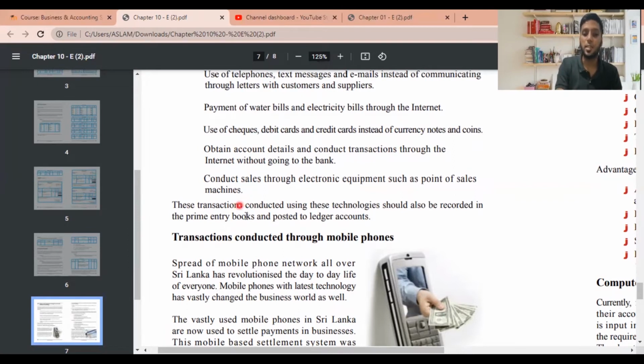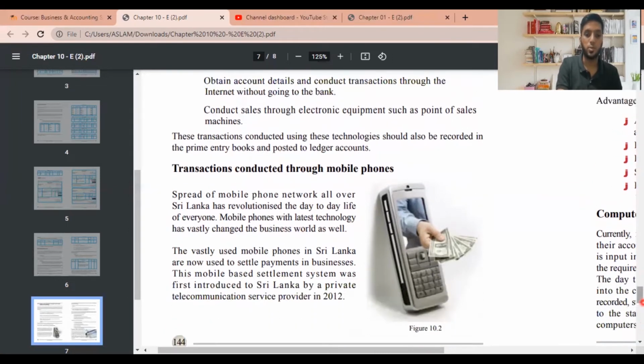Whenever a customer keeps their card, the details of that information are already updated in the system. These transactions conducted using this technology should also be recorded in the primary books and posted to the ledger accounts. Though it is recorded through the accounting software, through the accounting packages, you still need to finalize these adjustments and transfer them to the correct relevant primary books and record them as per the standards. Then we move on to the next part, transactions conducted through mobile phones.